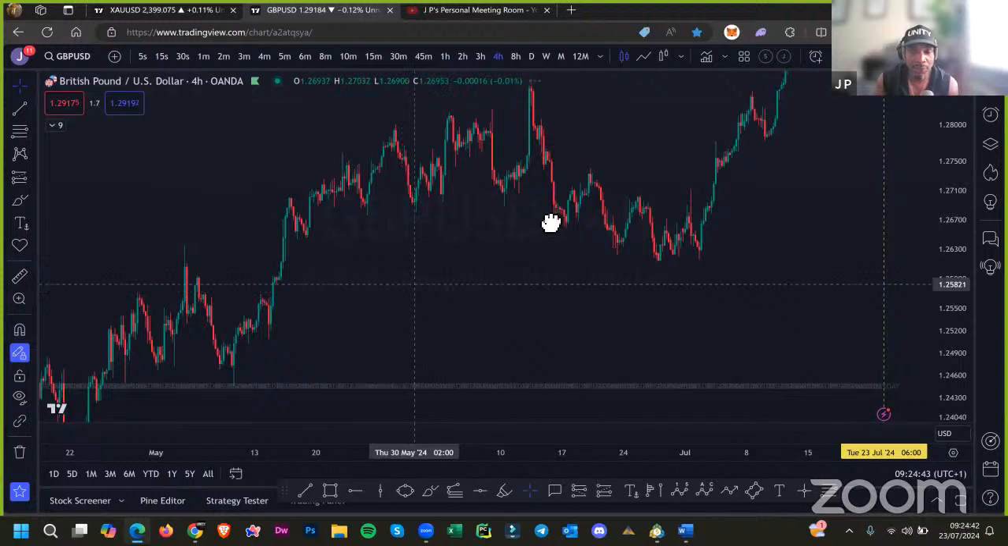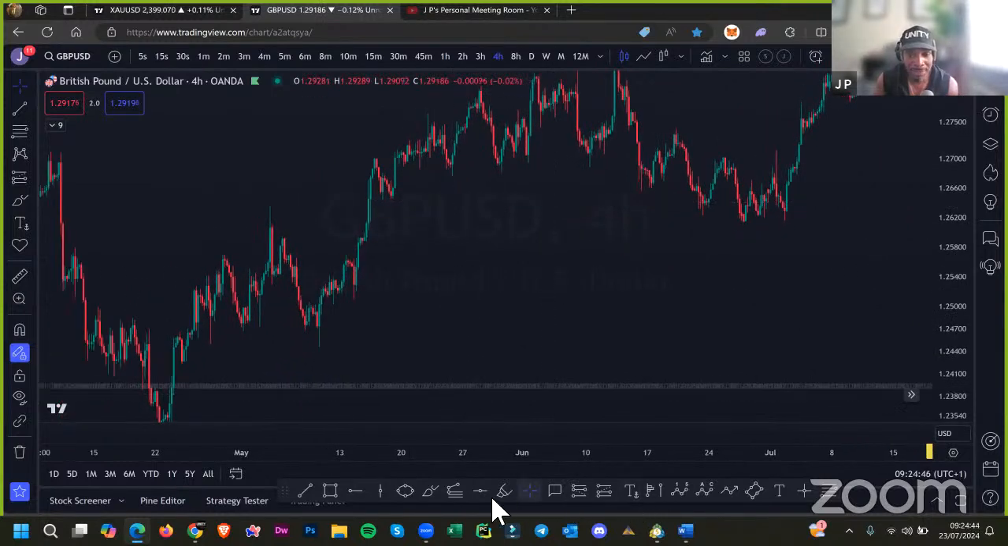Have a look here. Look, I'm looking at this on a 4-hour time frame. Look at this. I'm going to keep pointing them out to you. Liquidity.